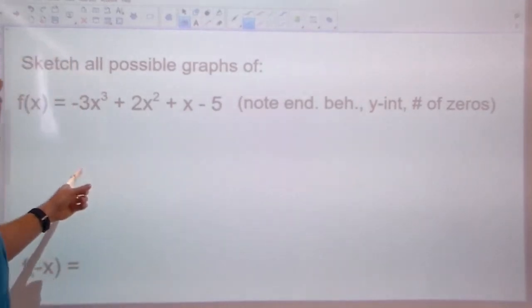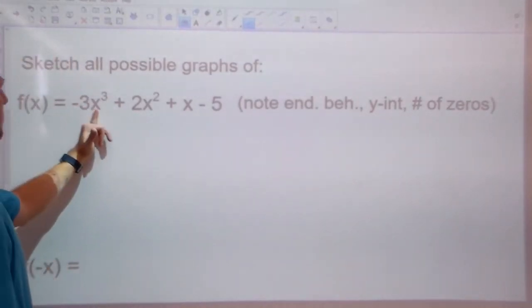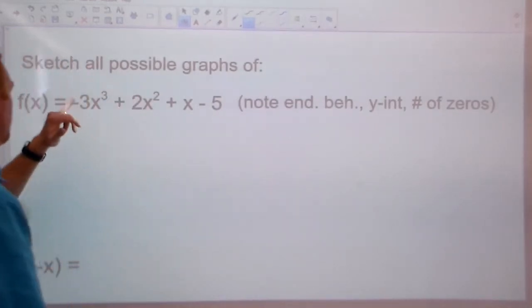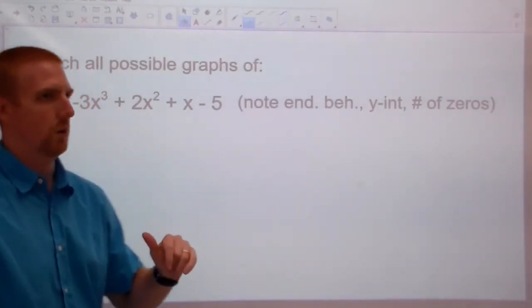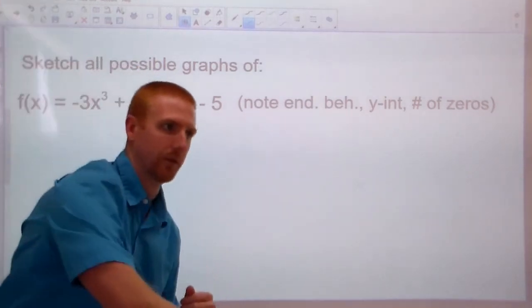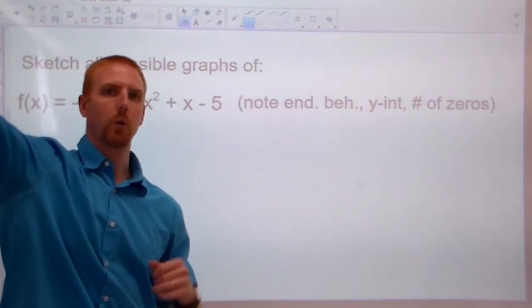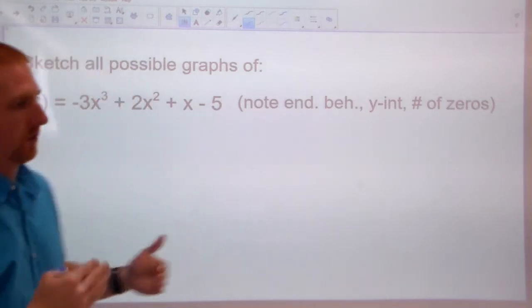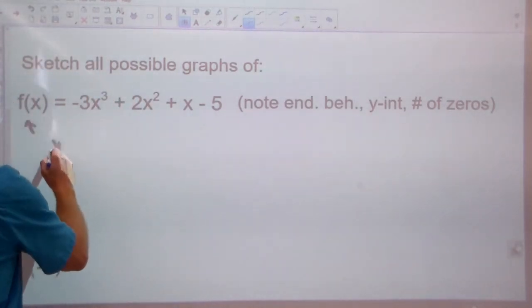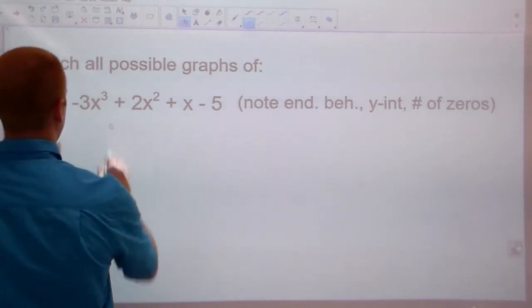So first up, we've got x cubed. So the ends are going to point opposite, like a cubic function. And you've got negative 3 out front. So let's see, a line that's negative goes down, left to right. So the left side's going to point up, right side's going to point down. That's the way this is going to look. So left side pointing up, right side pointing down. That's what we're going to expect to see.